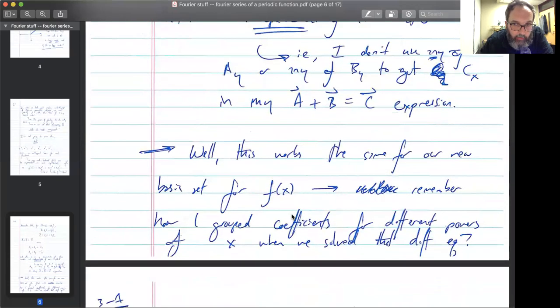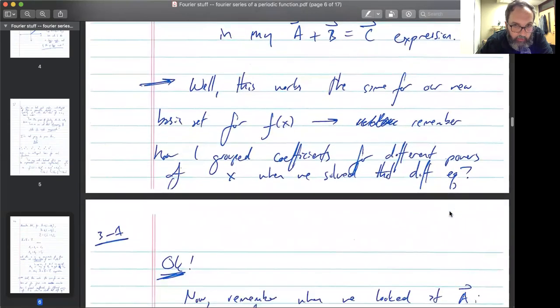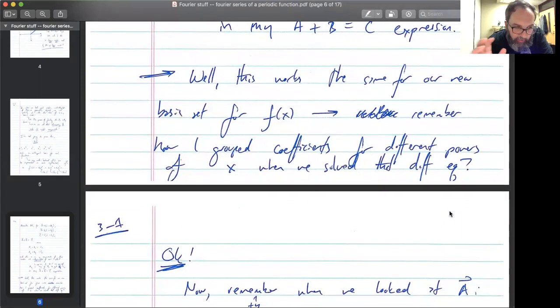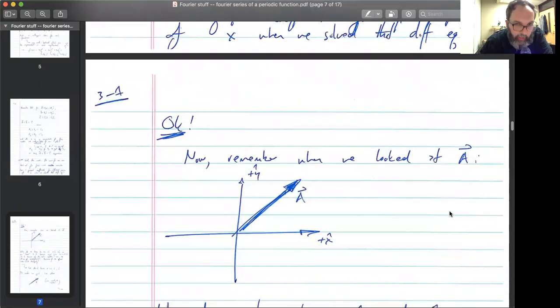Do you remember I grouped the coefficients of different powers of x together when we solved that very simple diffy-q, right? I said, all the stuff times x to the 0th power is going to have to be identically equal to 0. All the stuff times x to the 1st power, all of it will have to add up to just be 0. All the stuff that multiplies x to the 2nd power, by itself, that coefficient will have to add up to be equal to 0, right? Okay, so keep that in mind.